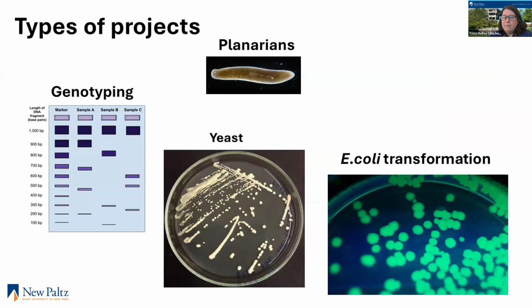Just wanted to give you an example of some of the projects that they choose. So they can do something based on something we did earlier in the lab, or something a little different. So many will choose some type of genotyping. Others will do a modification of our DNA damage project working with yeast. Some will look at the effect of DNA damage on planarian regeneration.